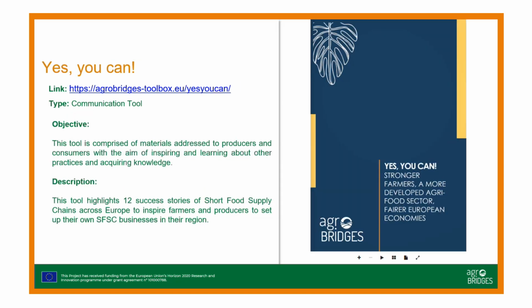The second communication tool is Yes, You Can. This tool is composed of 12 success stories of short food supply chains in Europe, with the aim of inspiring, learning about other practices, and acquiring knowledge. You can read more information about each success story in the paper available on the Toolbox website.